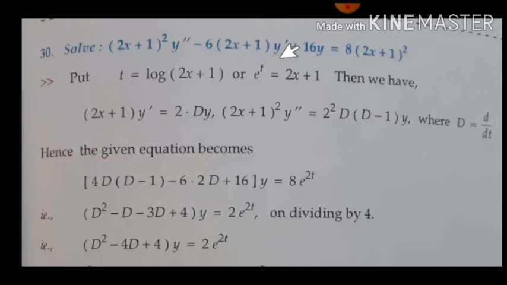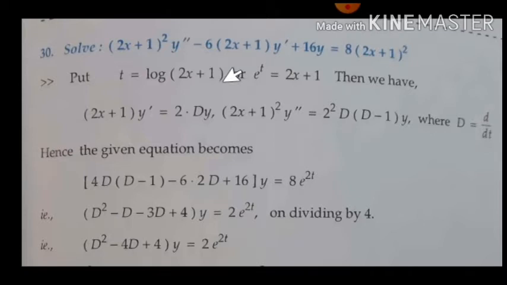Once we identify the given differential equation is of Legendre type, then the standard procedure we are going to adopt is to simplify the differential equation into a differential equation of constant coefficient. So what does the standard procedure say? First do the substitution log of (2x plus 1) as t, or you can take it as 2x plus 1 as e to the power of t.